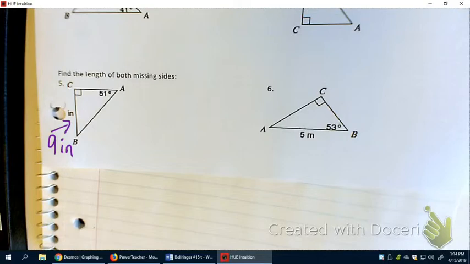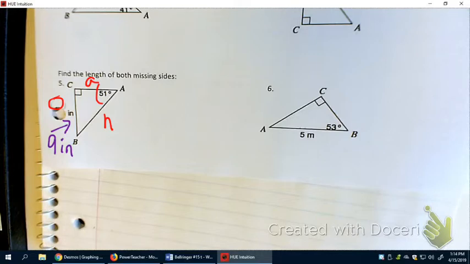Alright, so let's label our sides. Here's our angle. The 9 is the O, because that's opposite from 51. Across from the 90 is the H, and then the other side is the A. Question so far?